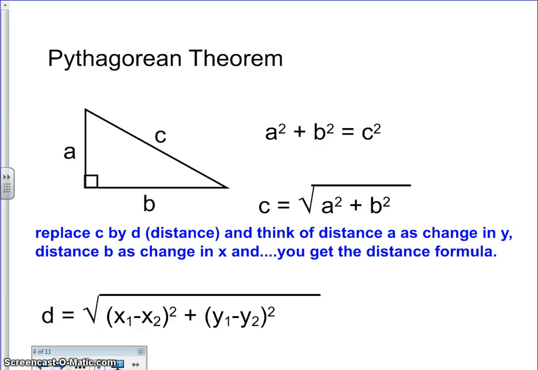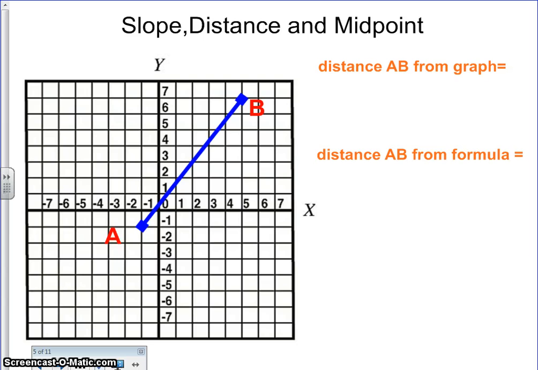And you can think of a as being the difference in the height, or the y difference. And you can think of b as being the difference in the width, or the x difference. And when you put them all together, you get the distance formula. All right, so what we want to do is find the distance for line segment AB here. We're going to start out doing the same thing we did before. We're going to go up 1, 2, 3, 4, 5, 6, 7, 8. And we're going to go over 6 to get to B.